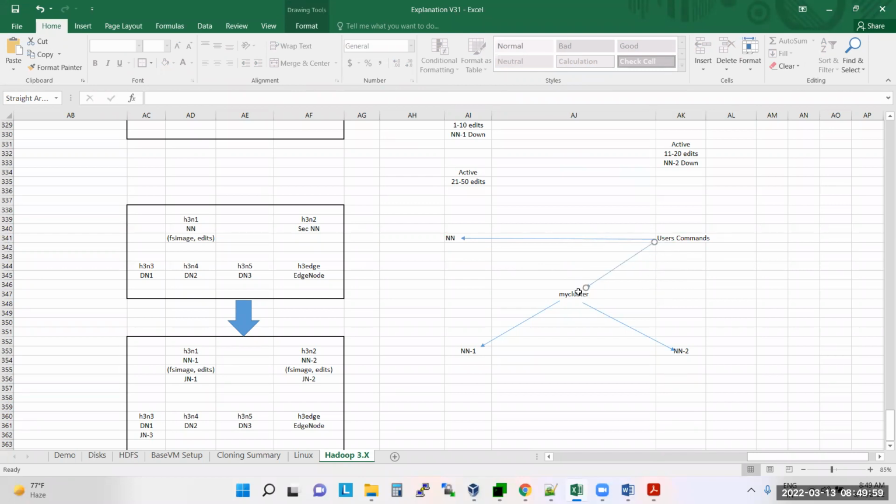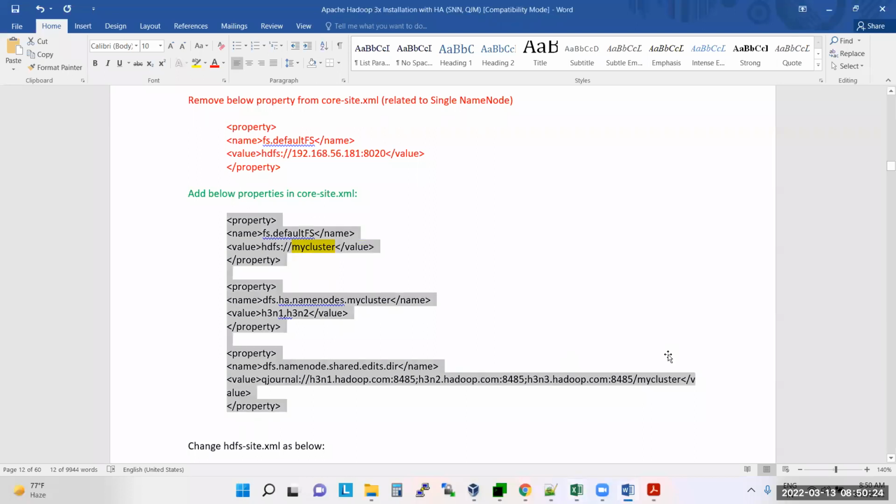Understood? Yes, sir. Now my cluster will have the information like, out of these two, who is active and who is standby. So if this is active, my cluster will forward the request to name node 1. If this is active, my cluster will forward the request to name node 2. Understood? Yes. So that is what I'm defining. My cluster is a common name for both the name nodes.